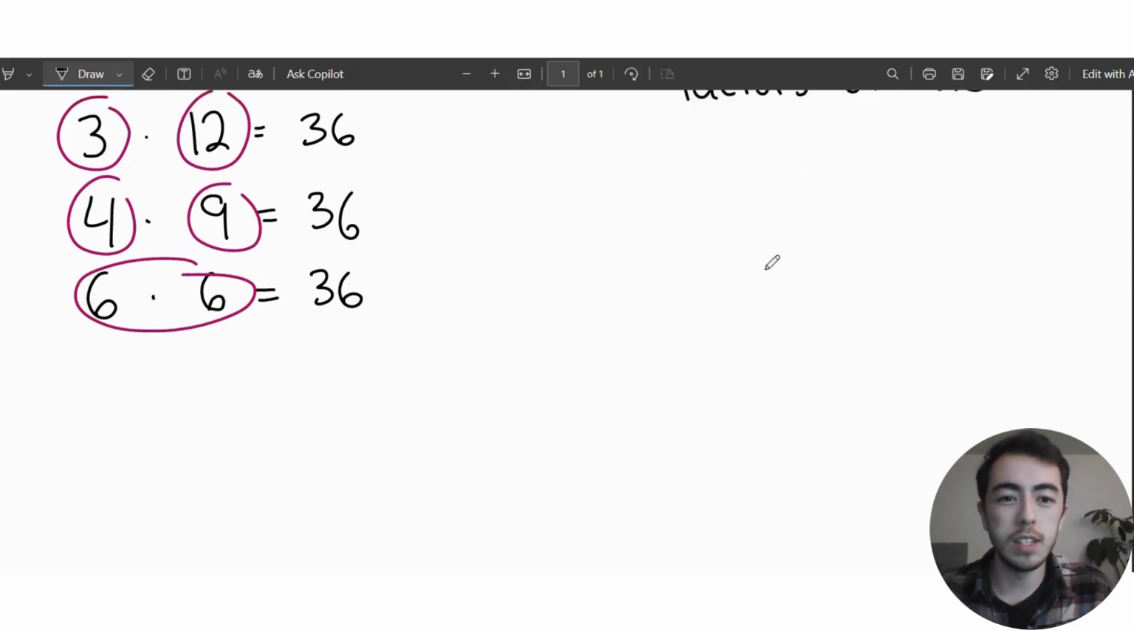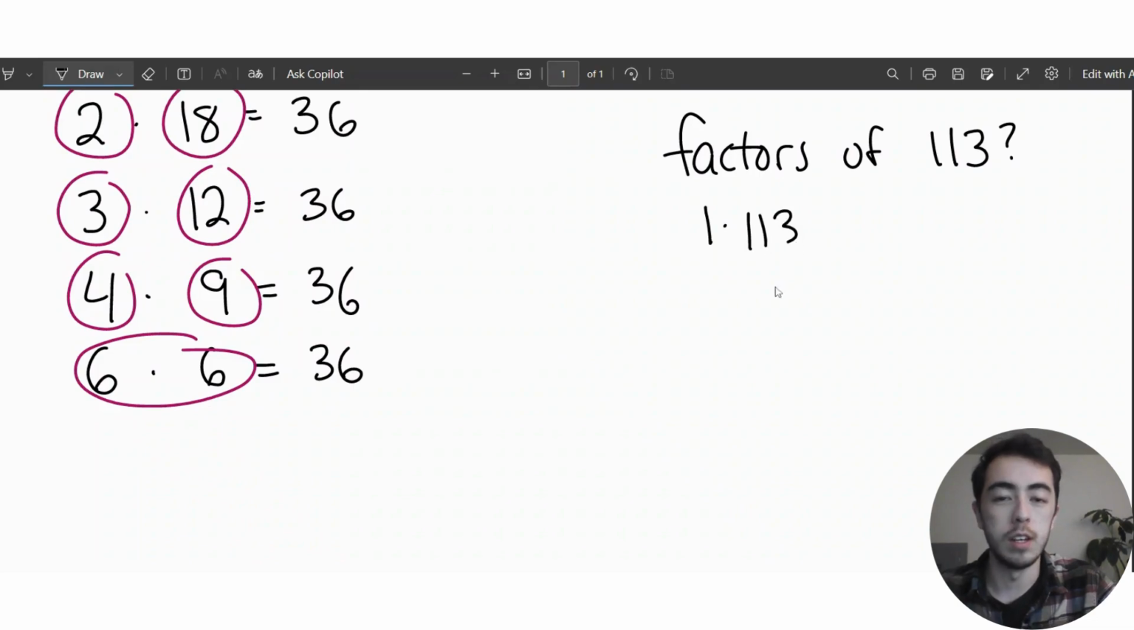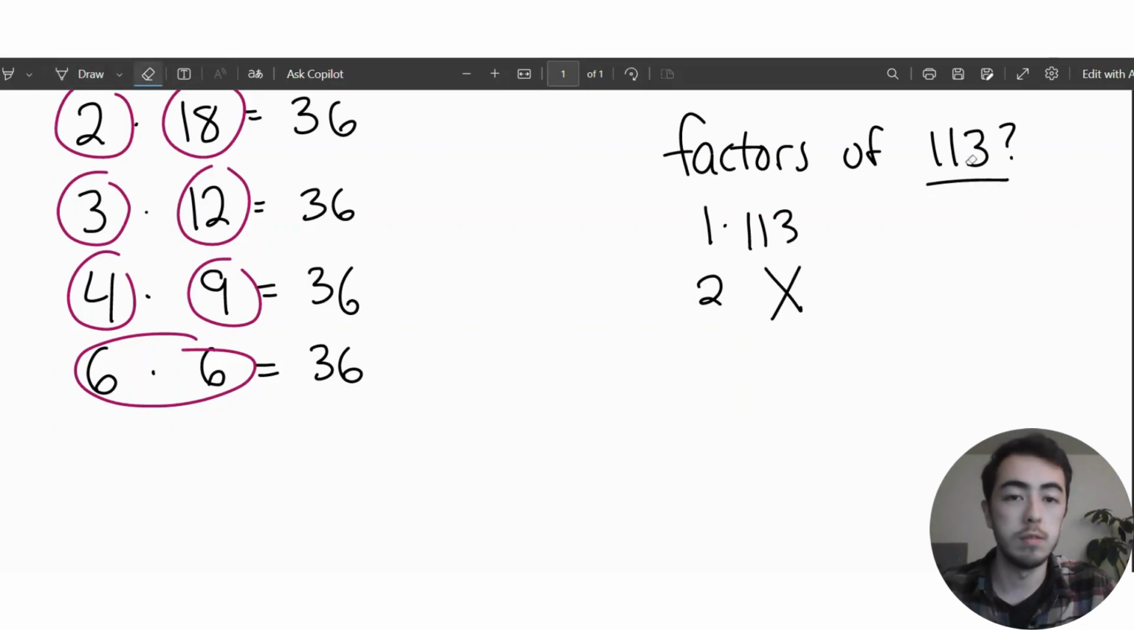So let's take this idea and see if we can find any factors of 113. Of course, we can always start with 1 times 113. That's always going to work for every number. 1 times itself is still the number. But then let's keep trying other numbers. So I know 2 is not going to work. 113 is not even, or it's odd. So 2 is not going to divide evenly.